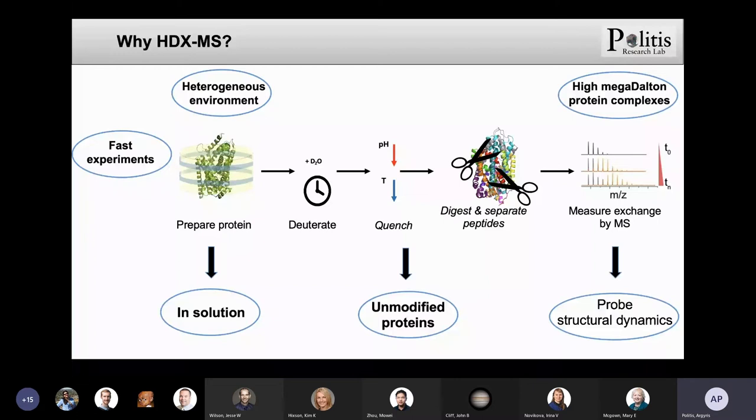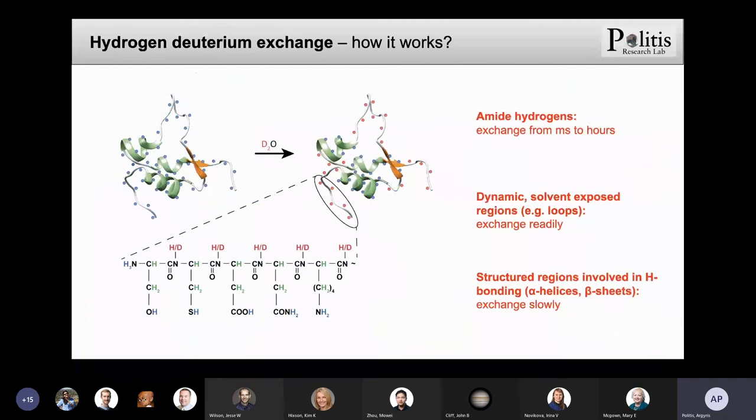The exchange of hydrogen to deuterium, we're looking only at the amide hydrogens, which exchange from milliseconds to hours. The side chains also exchange from hydrogen to deuterium, but this exchange happens very fast, so it was impossible to monitor with the time scales that we can carry out the experiments. Dynamic regions, such as the solvent-exposed regions and the loops within proteins, exchange readily, but the structured regions involved in H bonding, such as alpha helices and beta sheets, exchange more slowly. That's why we carry out experiments with different time points, starting from seconds up to hours, so we can understand the effect of different regions within a protein.